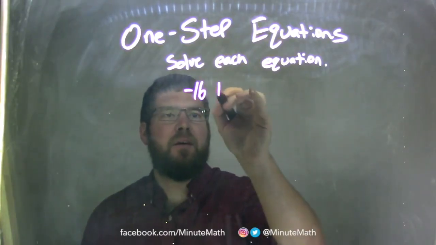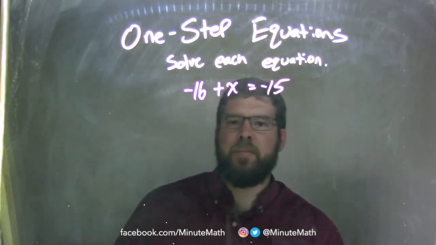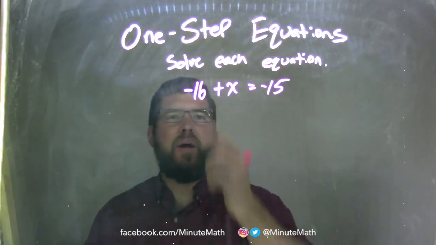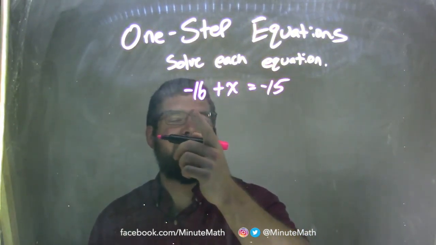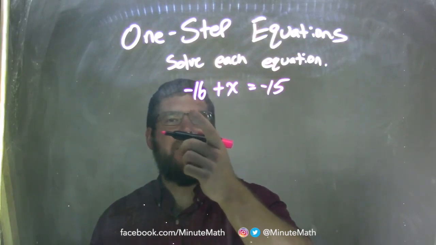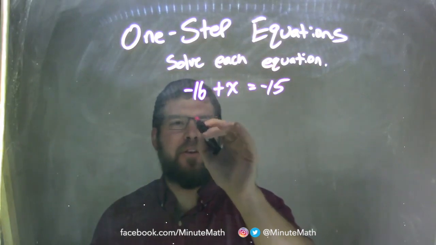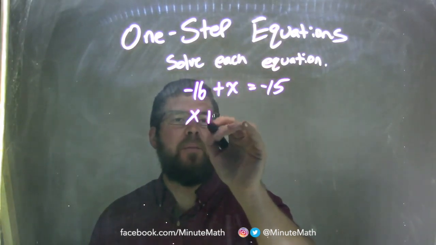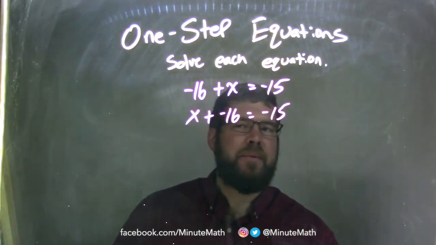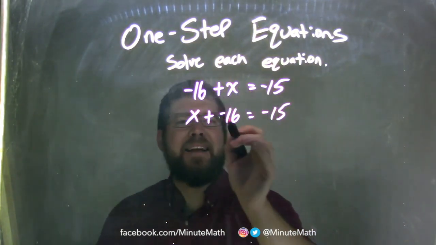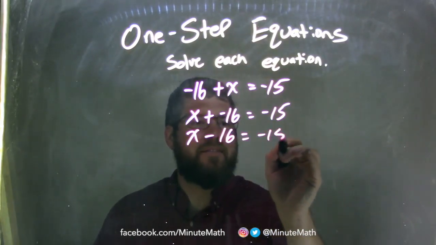Negative 16 plus x equals a negative 15. Well, I have addition going on here, right? But that's a little tricky because what I have here is that negative 16. How do I get rid of that negative 16? Well, maybe if I rearrange this, it's a little easier to see. So I have x first plus a negative 16 equals a negative 15. Now that might be easier to see. Adding a negative is the same thing as subtraction. X minus 16 equals negative 15.